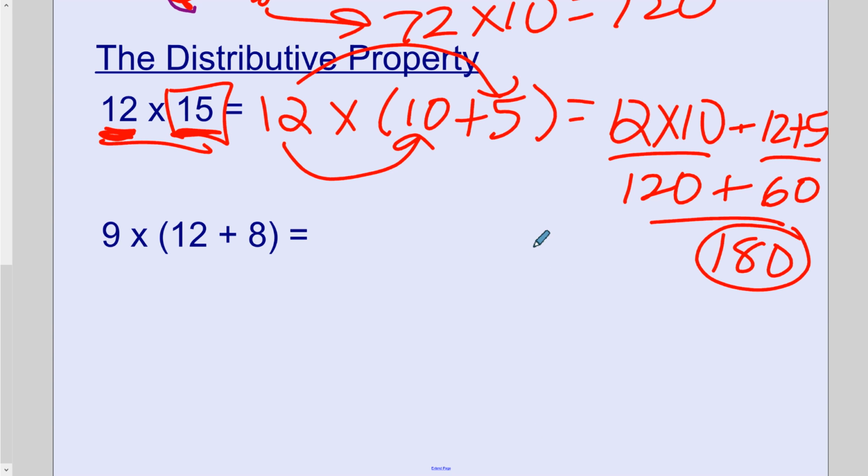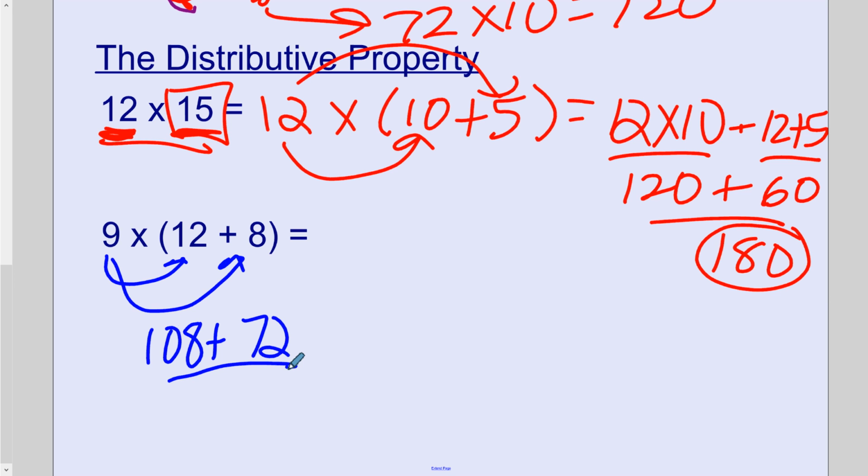Now, sometimes when I see a problem, this one, 9 times 12 plus 8, looks like it's perfect for the distributive property. Do 9 times 12, and then do 9 times 8. Well, 9 times 12 is 108, and then 9 times 8 is 72. Now, some of us can do that, but some of us need to come over here and then regroup and do all of that work.